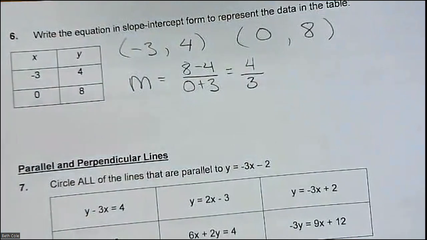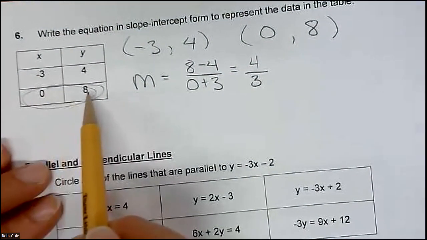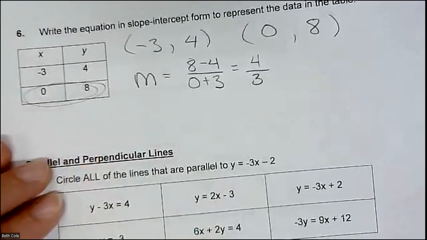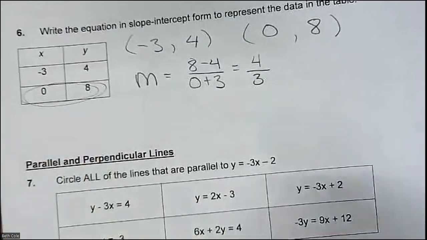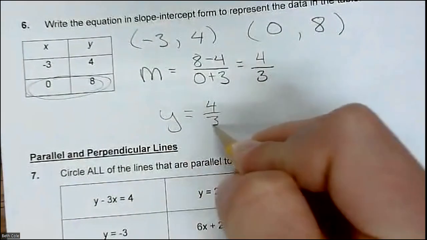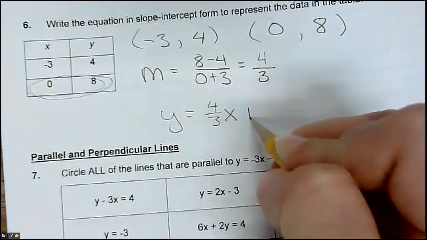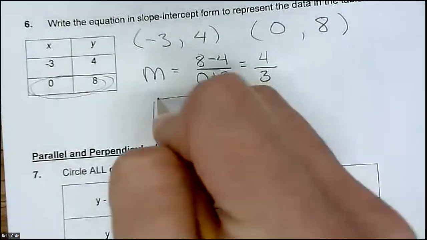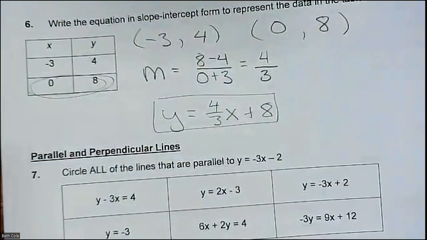And you can just write your answer because you have the y-intercept, it's 8. So how would we format our answer? y equals 4/3 x plus 8. Beautiful. Again, you'll have all the ingredients, it's just putting them in the right place.